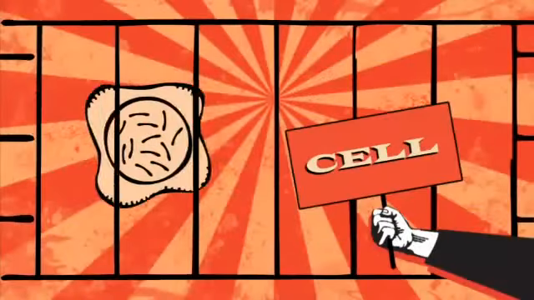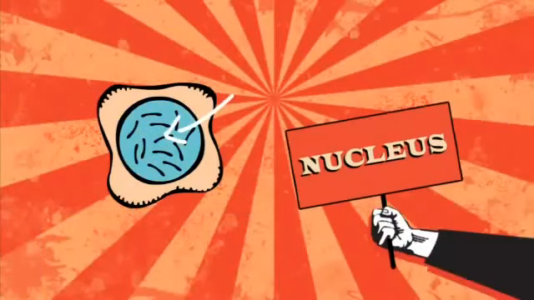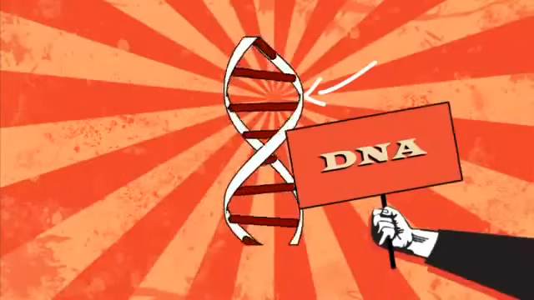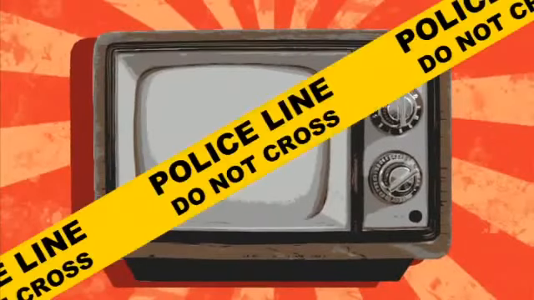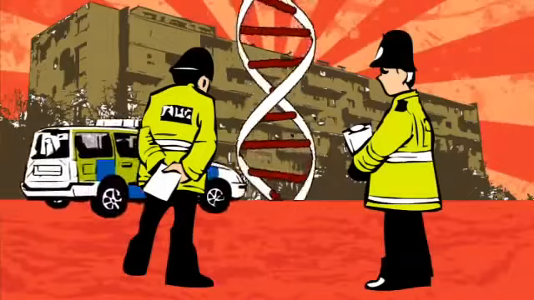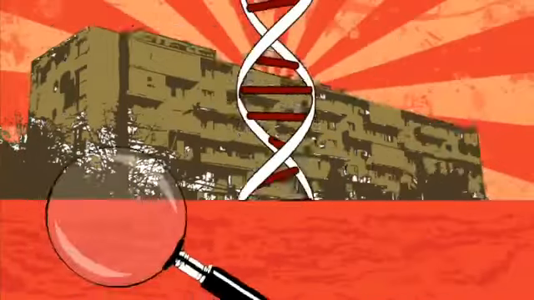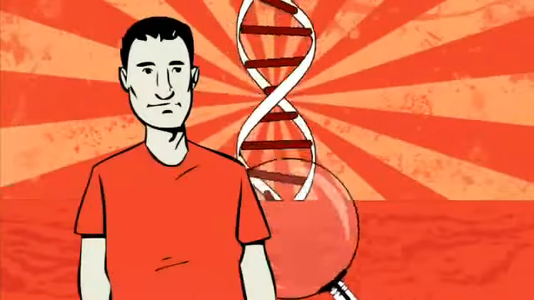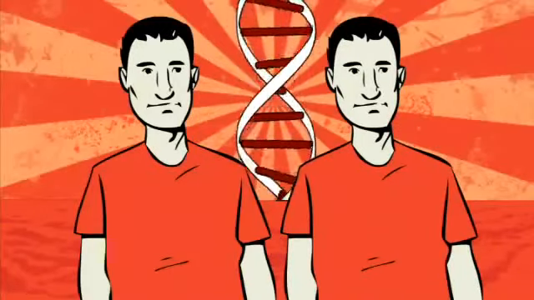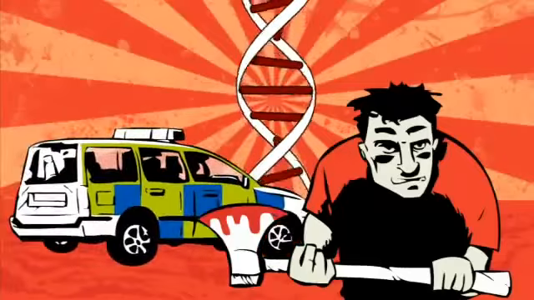Here is a typical cell. This is the nucleus. Zooming in, we can see the chromosomes, and the chromosomes are made from long molecules of DNA. Watch CSI, The Bill, Silent Witness, and they are always looking for DNA. So why is it so important? Because each person has unique DNA. Unless you are an identical twin, in which case you and your twin share the same DNA. So you better hope they're not a serial killer.